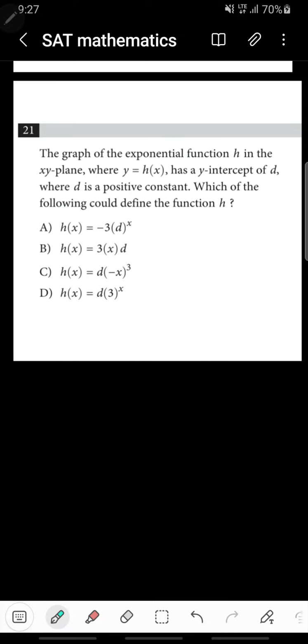This chapter is dedicated to those students that are about to write their SAT exam. So we have a question before that says the graph of an exponential function in the xy plane is given and it has a y-intercept of d. So what is an intercept and what is a y-intercept? A y-intercept is where a graph cuts the y-axis, and this is an exponential graph.